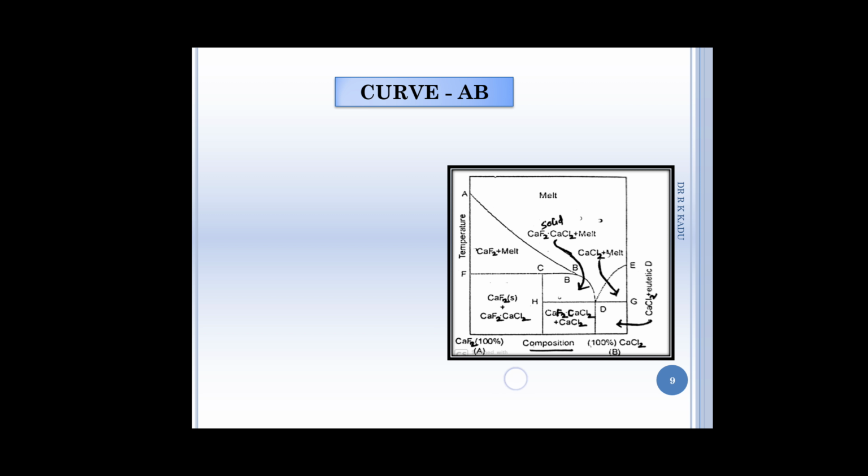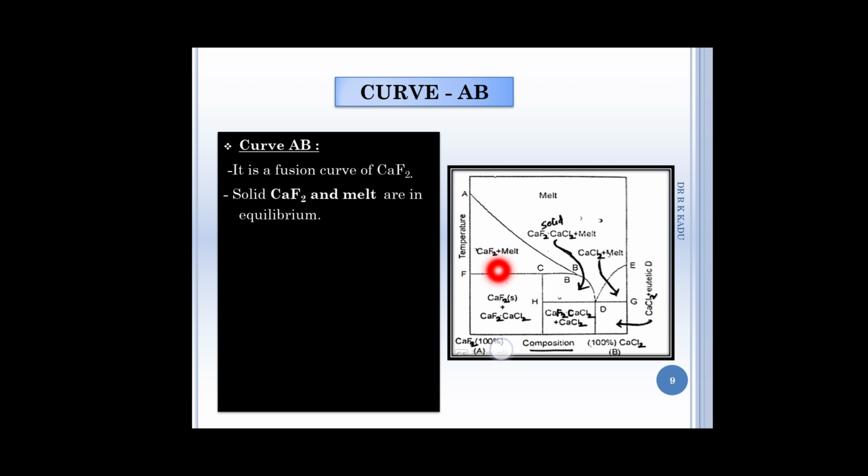So let's start. The first curve is curve AB. In this phase diagram, this line is showing the curve AB. The curve AB is a fusion curve of CaF2, in which the solid CaF2 and melt are in equilibrium. So here you can see the CaF2 plus melt is there. So at this curve, the solid CaF2 and melt are in equilibrium.